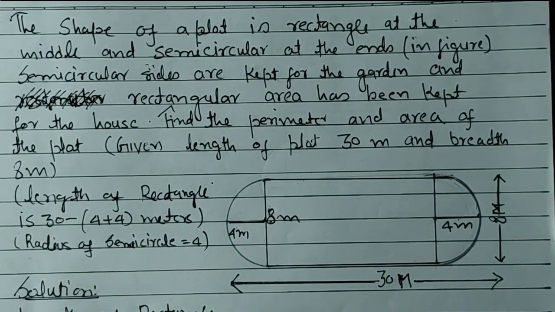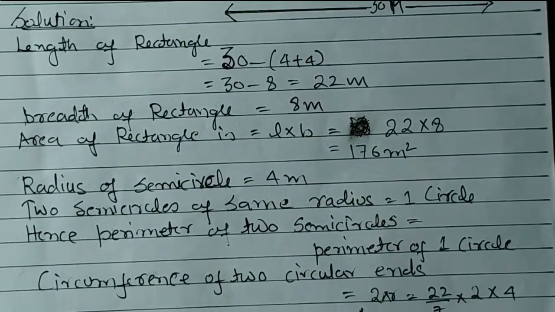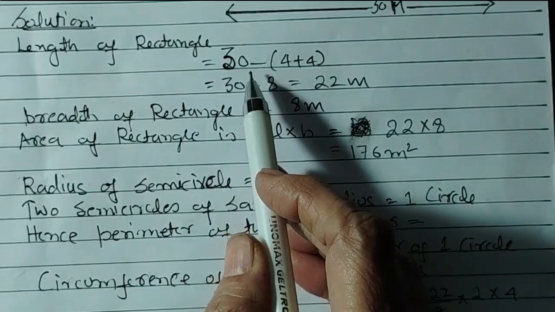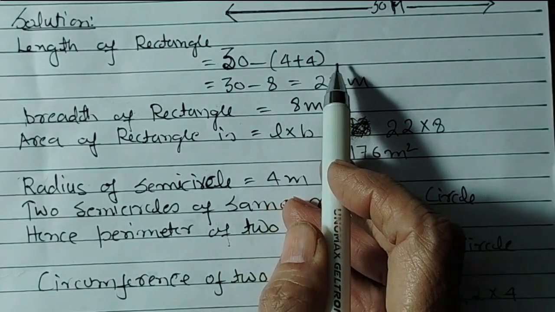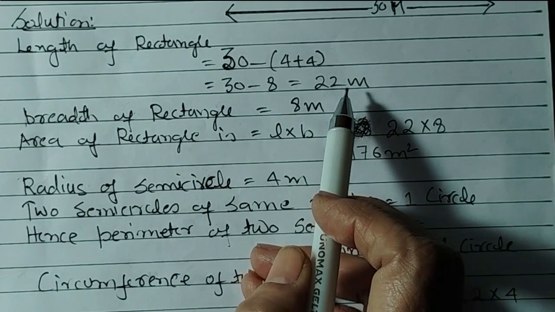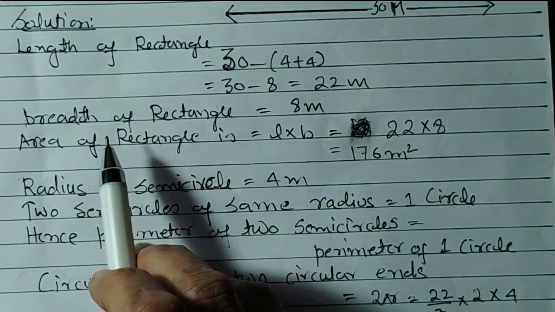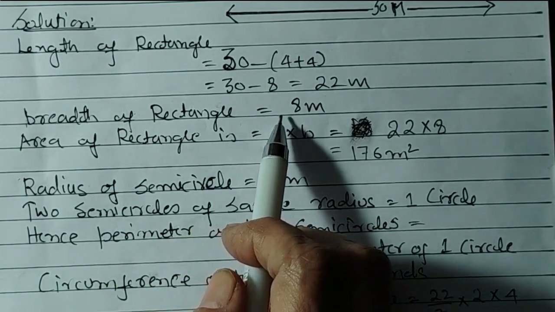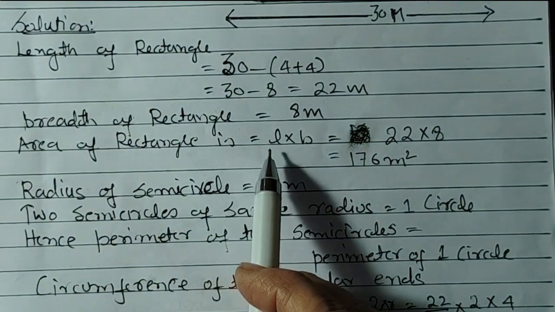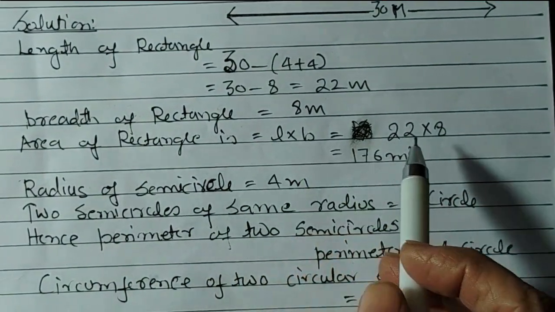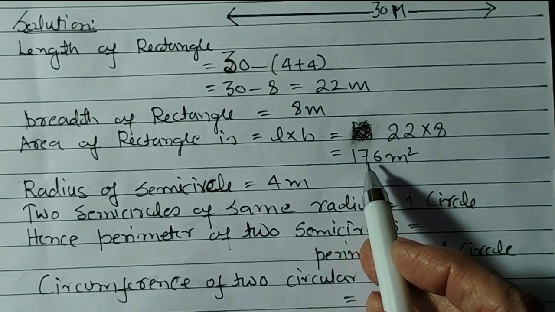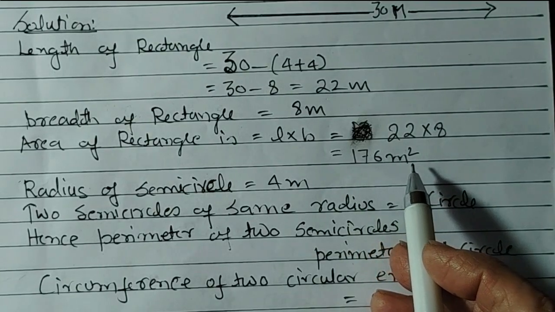Solution will be: the length of the rectangle is 30 minus 4 plus 4, which is equal to 30 minus 8, 22 meters. Breadth of the rectangle is given, it is 8 meters, and area will be equal to L into B. It is 22 into 8 meters, which is 176 meters square.